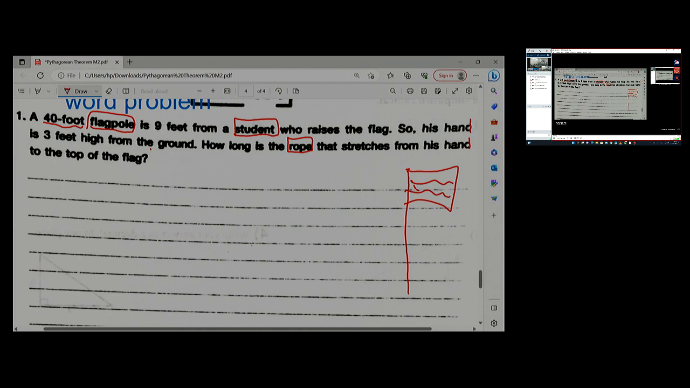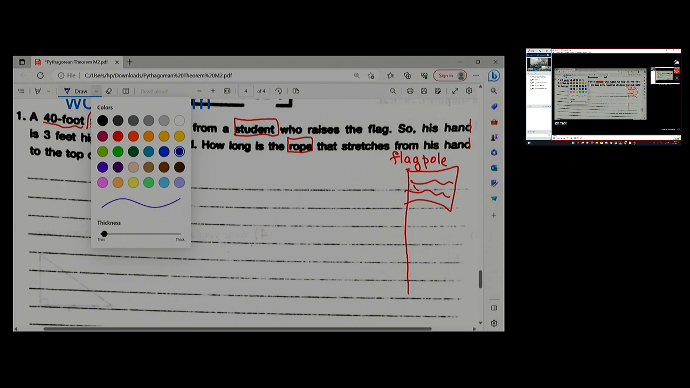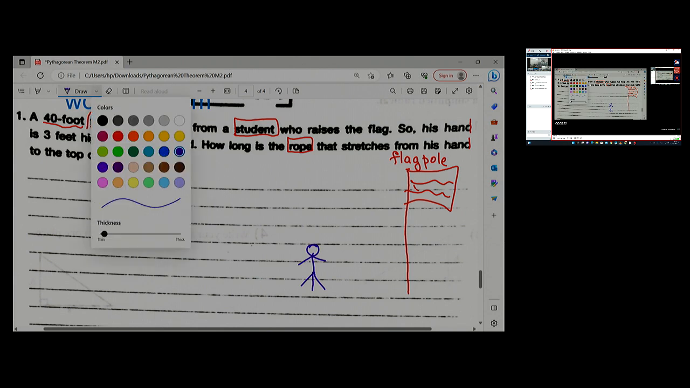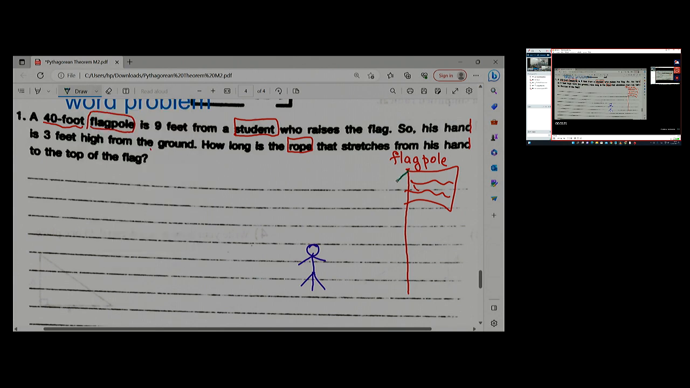What is this? Flagpole. Okay, this is a flagpole. And then we have a student. So besides the flagpole, in front of this, we have a student. Look at here, a student. This is a student. The question says the student is holding a flagpole rope. Understand?